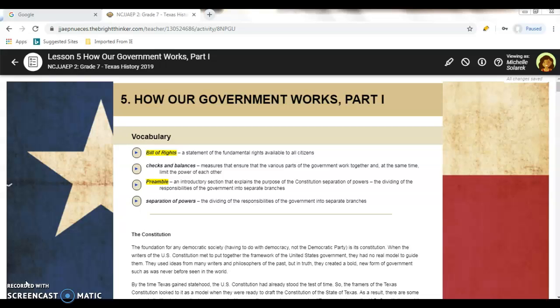Today we'll be talking about the government in Texas and how it works, and different laws and constitutional statements. As always, with the yellow highlighted, please write these down, as these will be the answers to your questions.